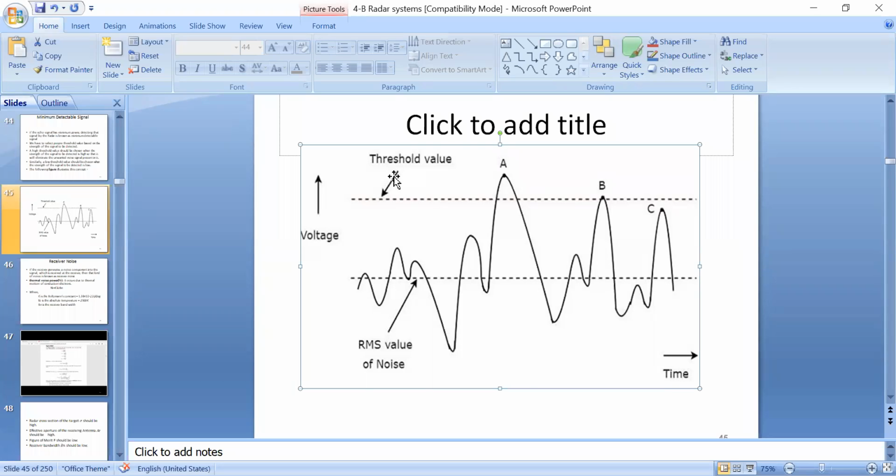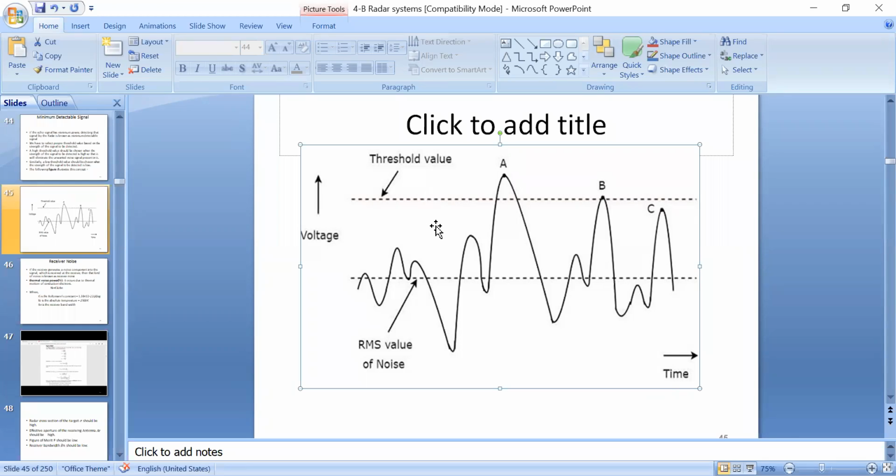This threshold is not a high value. If you put this threshold at a high value, it is not possible to detect the target, because the received echo signal is always at minimum or moderate power levels. That is the problem with choosing a high threshold value. And if we choose this threshold value as a low value, then noisy echo signals also cross this threshold. That is also another problem.